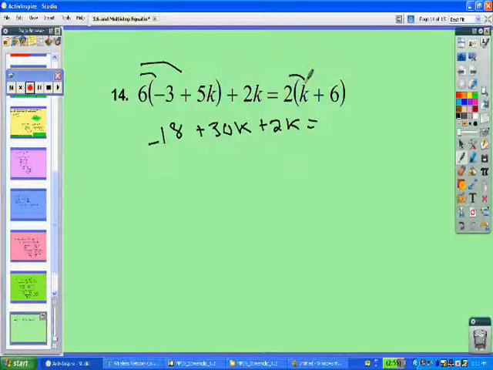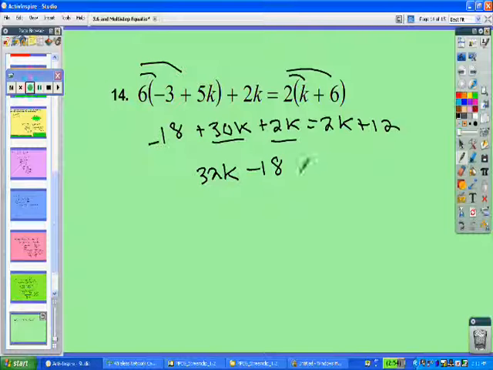Over here I have to distribute 2 to both terms to get 2k plus 12. Do I have any like terms? You betcha. On the left-hand side, 30k plus 2k would be 32k. Bring down your minus 18. On the right-hand side, there is no other like term, so we're just going to bring everything else down.